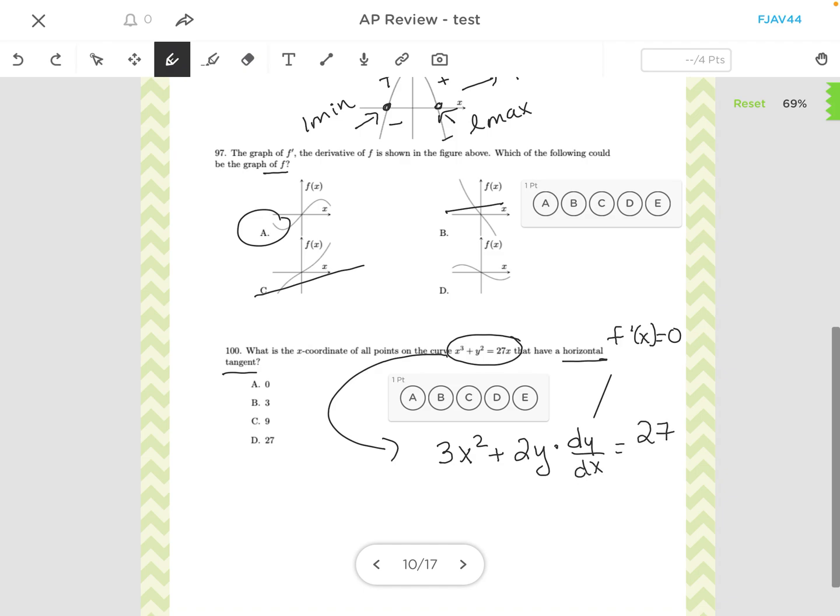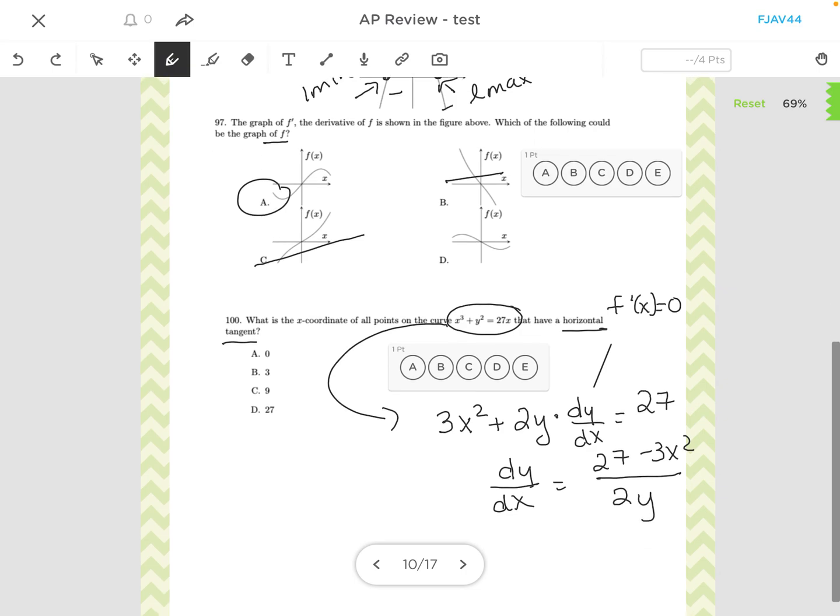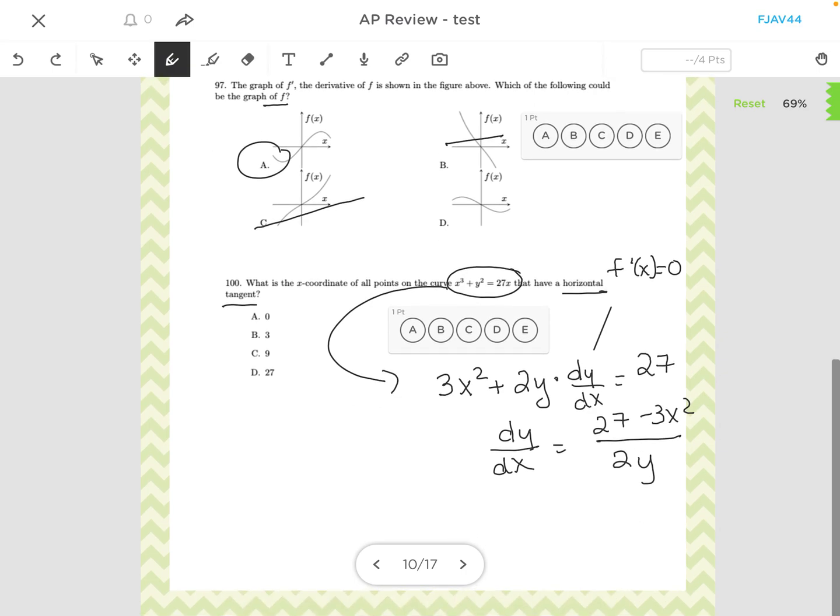Okay, I don't have any points to plug in, so we need to find dy dx. So I'm going to solve this for dy dx. So that means I would subtract the 3x squared and then divide by the 2y. Once I have dy dx, think about what it means when you have a horizontal tangent. It means the derivative is 0. This is your derivative. The only way that can be equal to 0 is if the top is equal to 0. So if you solve this for x, the only answer choice that works is 3 for x.